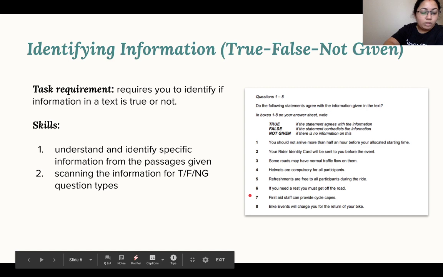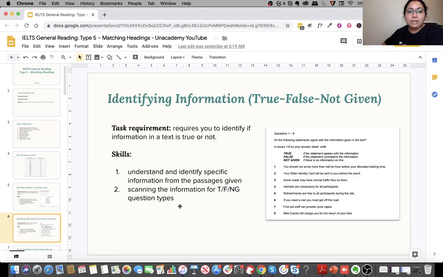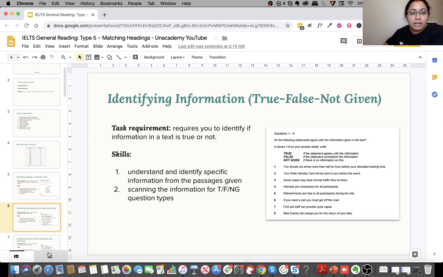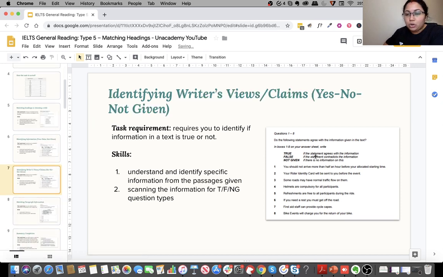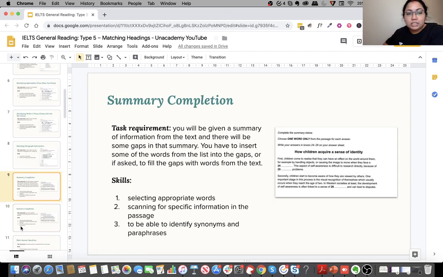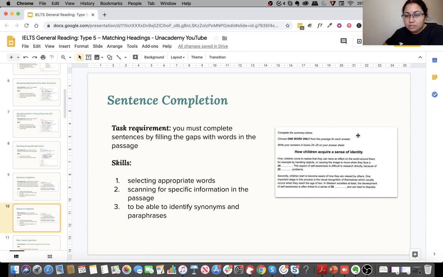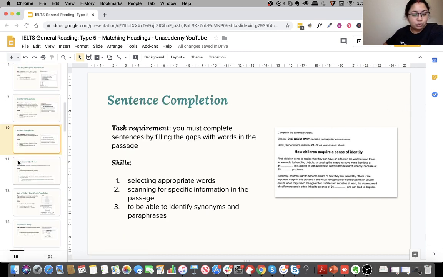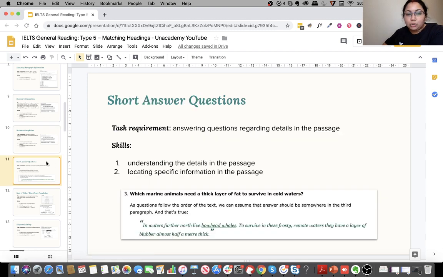So these are a few other question types as to how the identifying information question type looks. And this is how your yes, no, not given question type looks. Your matching paragraph information, once again, summary completion, sentence completion, which says choose 1 word only, choose 2 words. All right. Answer short questions.